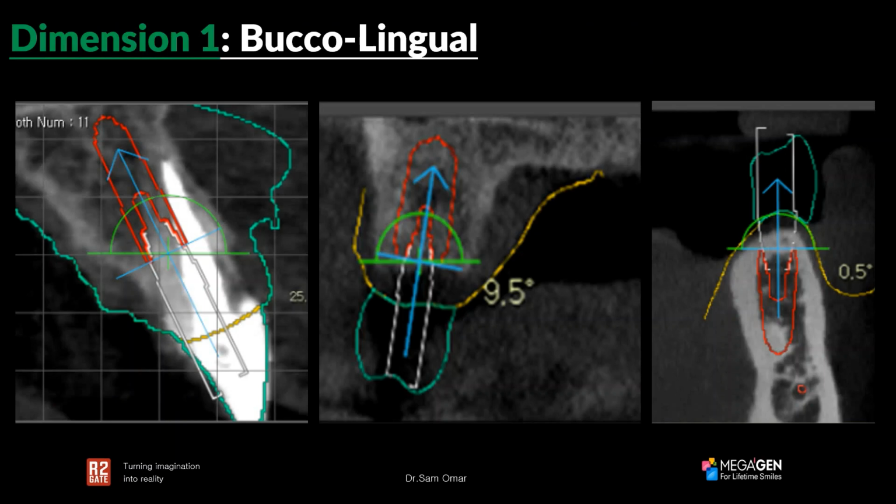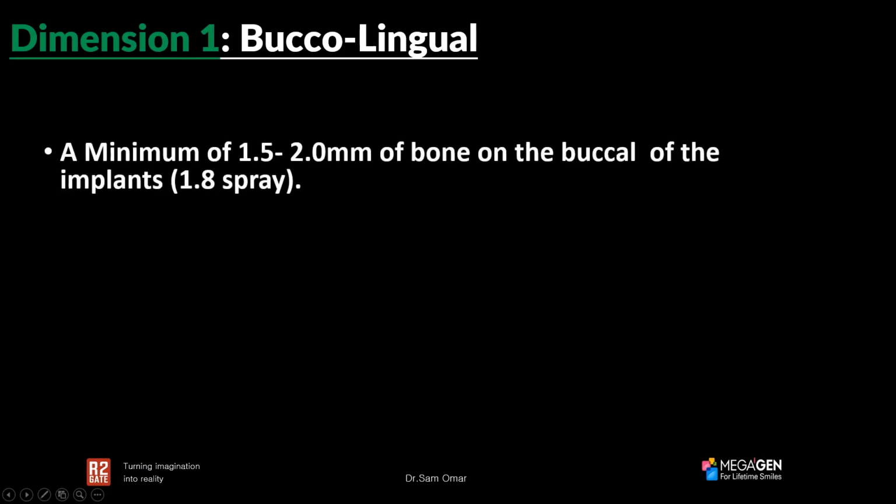Dimension number 1, Bucco-Lingual. When we're planning the implant in the treatment planning software, what would be the best position of the implant from a Bucco-Lingual perspective? And how much bone do I really need to have on the buccal and on the palatal of the implants? A minimum of 1.5 to 2 millimeters of bone on the buccal of the implants is necessary to keep a long-term result for the implant. About 1.8 millimeters according to Spray.